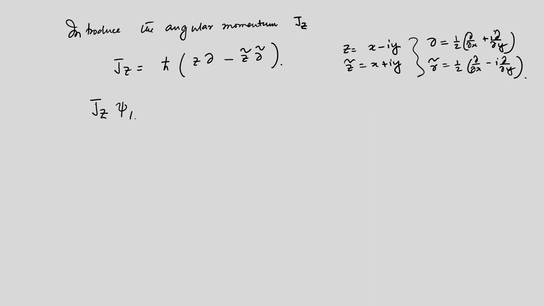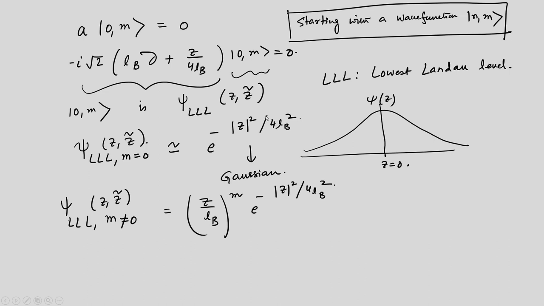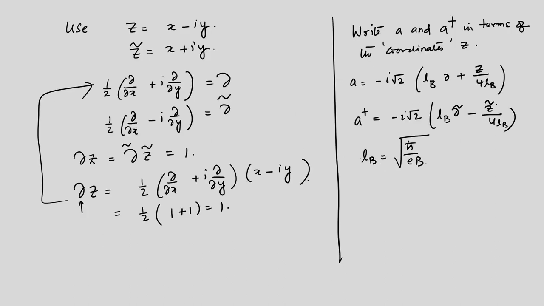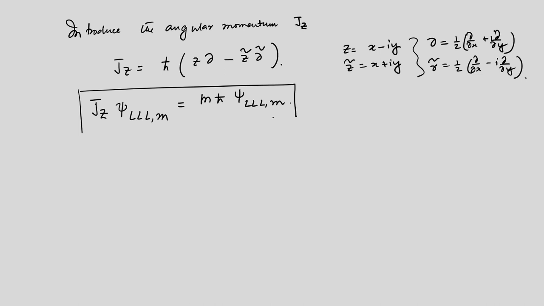You can check that your J_Z acting on these psi LLM, even for m equal to 0, gives you m h cross psi LLM, which is a known result even in, say, the hydrogen atom problem. So you put all these z and delta, take the form that you have, do not put in the form of x and y, keep z as z and z tilde as the same, and remember that your mod z square is nothing but equal to z z tilde. So when you take a derivative with respect to z, it will be left with a z tilde, and when you take a derivative with respect to z tilde, it will be left with a z. Okay, so that's how you get this relation.